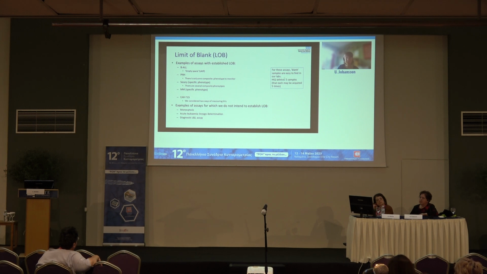Limit of blank is quite easy because we almost always will have samples that we know are free from disease. The H62 advises 5 samples. I'm not clear on why, but they suggest that each sample can be acquired 5 times. This is one of the areas where perhaps I don't agree entirely with the H62, and I'm happy to talk more about that after the talk or on any other platform if you like.